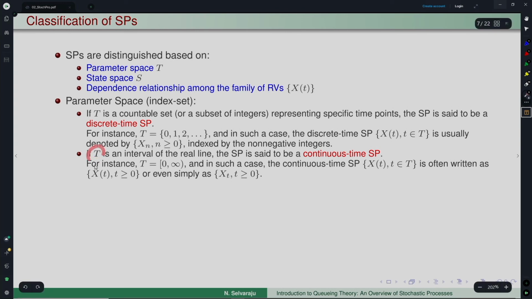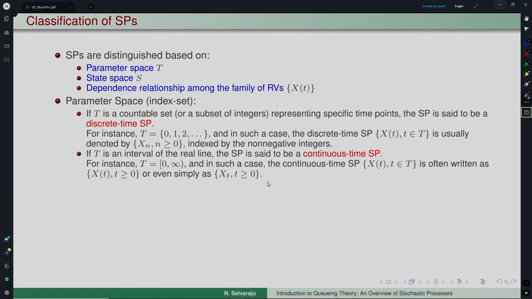Now, if T is an interval of the real line, then it is called a continuous time stochastic process. For example, T could be the whole of the non-negative real line, or even the whole of R in some cases, and so on. In this case, it could be written in this way, or many a time for simplicity, because we want to avoid it looking a little complex, though there is nothing really complex here, it is written as X suffix t.